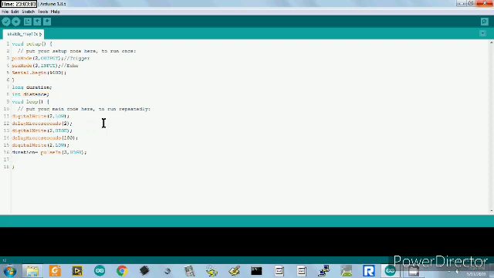Now we have to convert the duration into distance. Distance equal to, as the formula I have already explained, 0.034 into duration by 2. So this will give the distance in centimeters. The conversion factor you know. If you want to convert into inches, feet, meters, accordingly the conversion factor has to be modified.